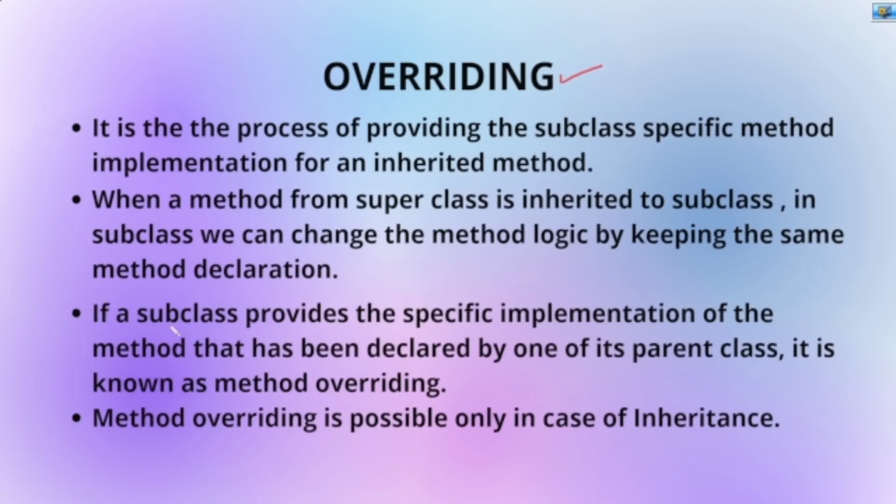If a subclass provides the specific implementation of a method that has been declared by one of its parent classes, it is also known as method overriding, the same thing. Method overriding is possible only in case of inheritance. You can use overriding only in inheritance and not in any other concepts of Java.